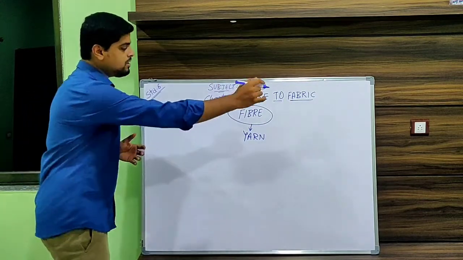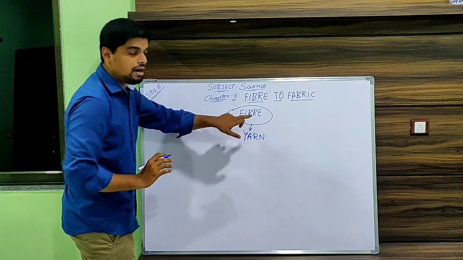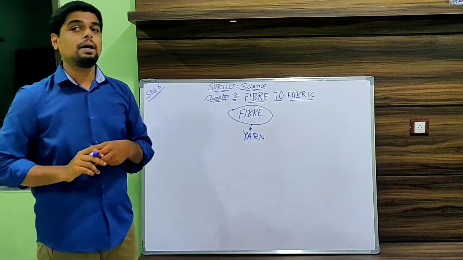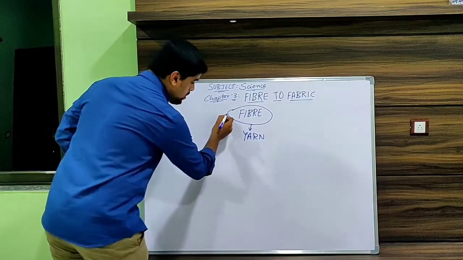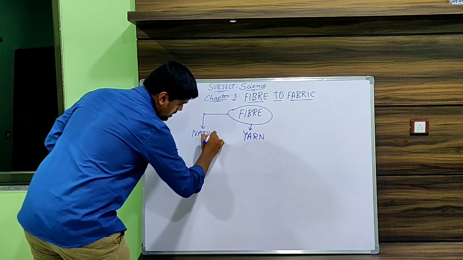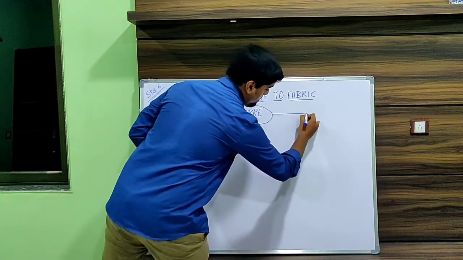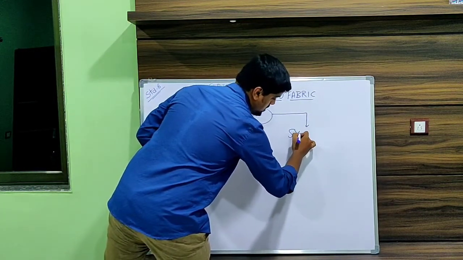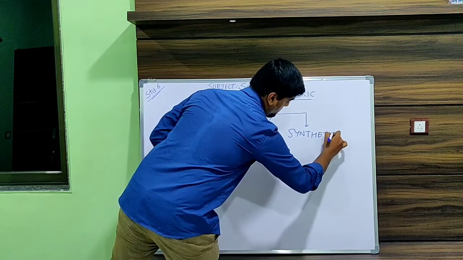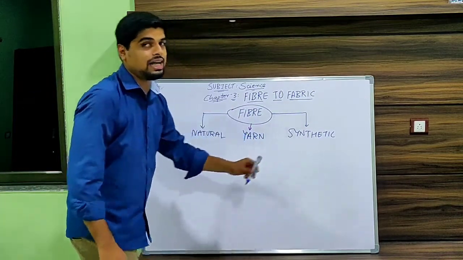So, in fibre to fabric, we first study what is fibre. After that, we will see what is yarn. So, the fibre may be of two types. One can be natural fibre, and another can be synthetic fibre.